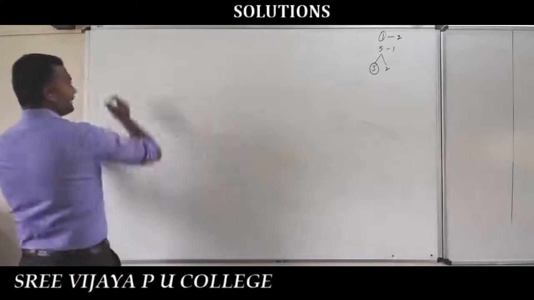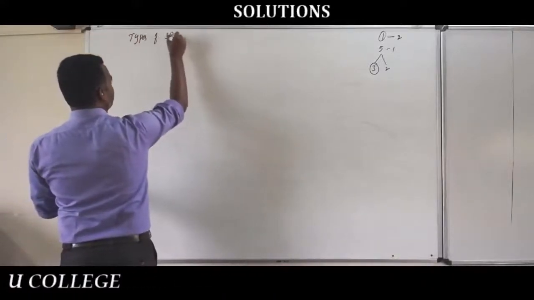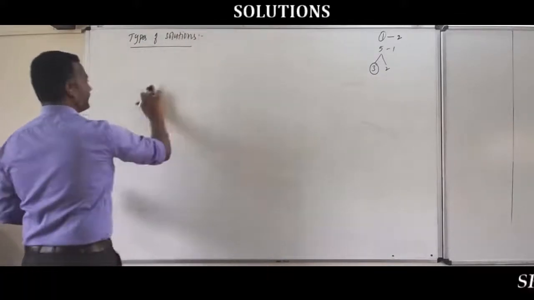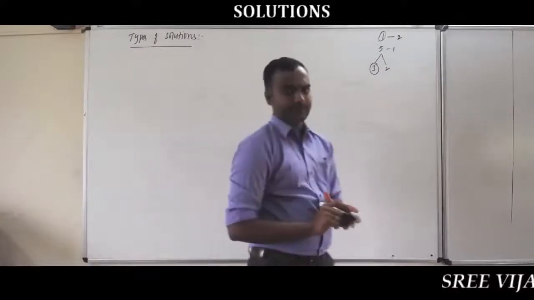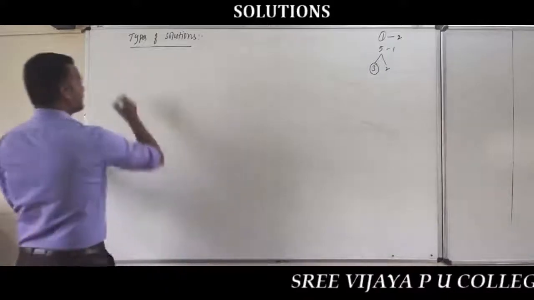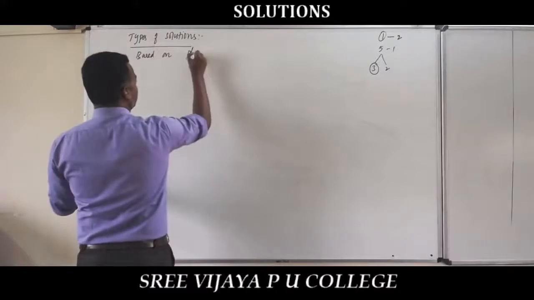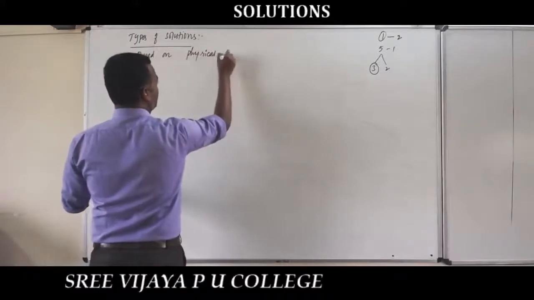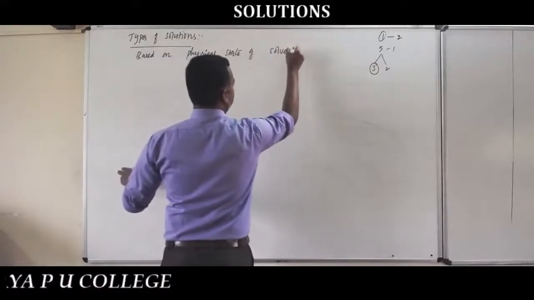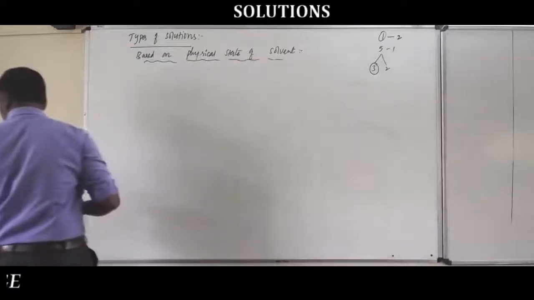So next, come to the types of the solution. Types of solutions. So solutions can be broadly classified into 3 types. On which basis are we going to classify the solutions? That is based on the physical state of the solvent. Based on the physical state of the solvent, we can divide the solutions into 3 types.